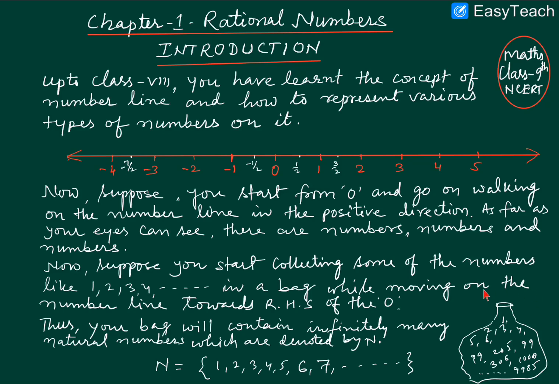This is a bag in which you have collected natural numbers while moving on the number line starting from 0 and moving towards the right side of 0.